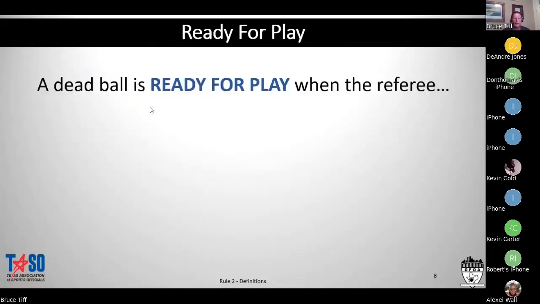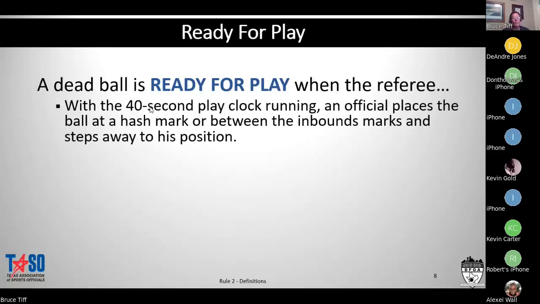All right, a dead ball is ready for play when the referee, with the 40-second clock running, the way this will typically work, an official places the ball at the hash mark or between the inbounds marks. That's what I said. It's always going to be at the hash mark or in between, and he steps away to his position. Now, most of the time, if you have a 4-man crew or larger, that's going to be the umpire. Again, most of the time, there are exceptions. If you're a 3-man crew, then that's going to be the referee who's typically putting that ball down and then stepping away.